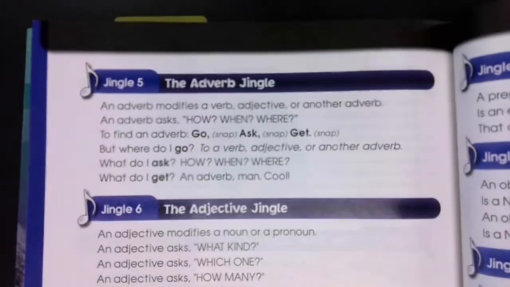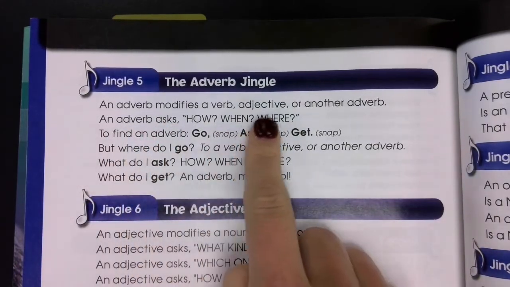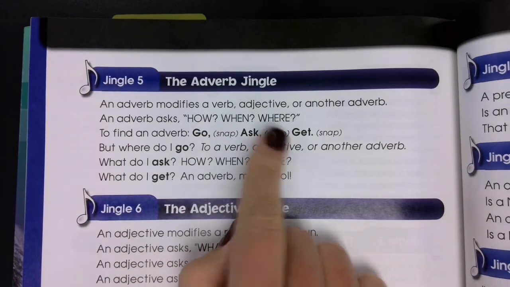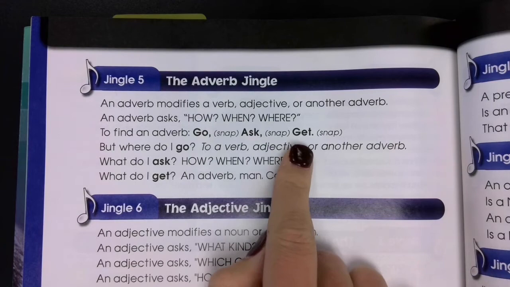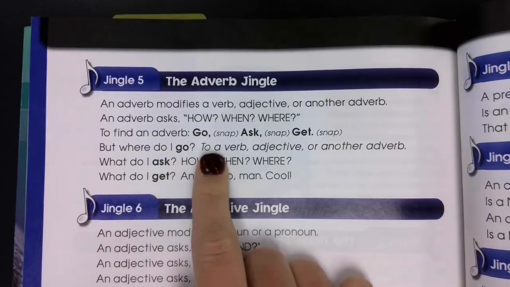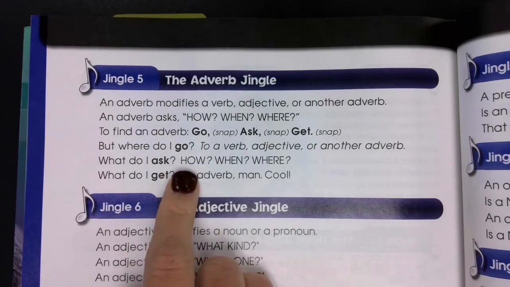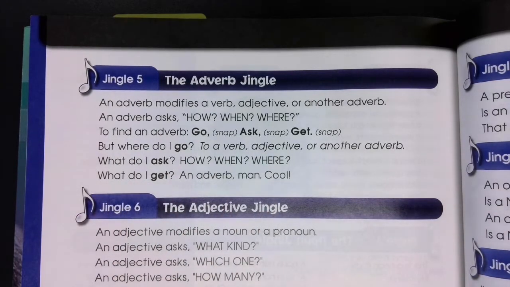Jingle 5, the adverb jingle. An adverb modifies a verb, adjective, or another adverb. An adverb asks how, when, where. To find an adverb, go, ask, get. But where do I go? To a verb, adjective, or another adverb. What do I ask? How, when, where. What do I get? An adverb, man.